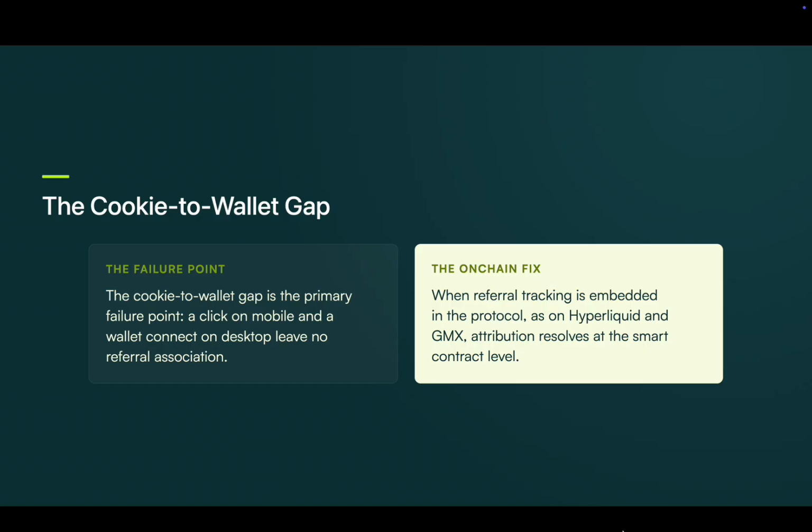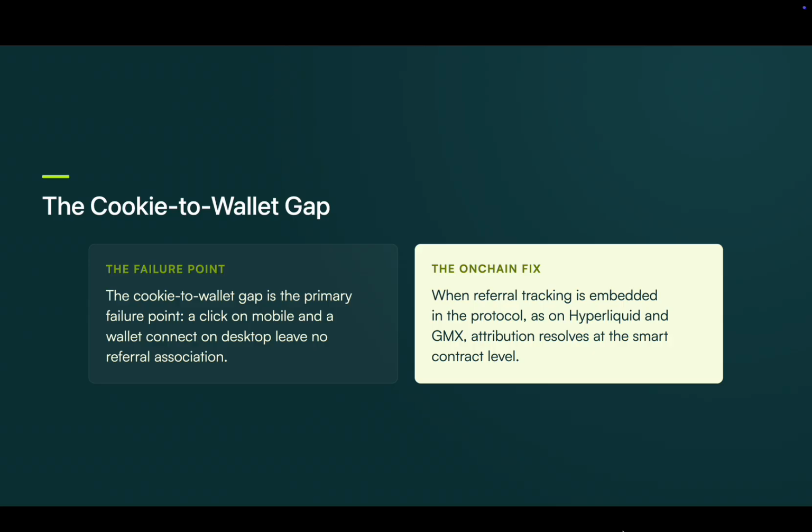The biggest attribution problem in DeFi is the gap between the browser and the wallet. Imagine someone clicks a referral link on their phone. Later, they open the protocol on their laptop and connect their wallet. A traditional cookie-based analytics setup may have no way to connect those two events. The referral click happened in one environment, while the wallet activity happened somewhere else.